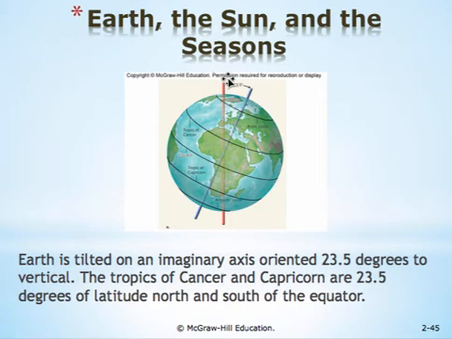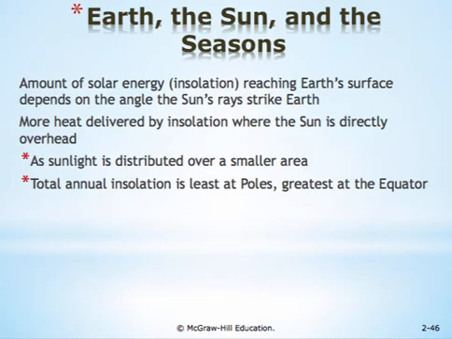And there you see, the Earth is tilted on its axis 23.5 degrees relative to the vertical. The tropics of Cancer and Capricorn are 23.5 degrees of latitude north and south of the equator, which is the center line right here. Tropic of Cancer, Tropic of Capricorn down in the southern hemisphere. The amount of solar insolation reaching the Earth's surface depends on the angle the sun's rays hit the Earth. In other words, the steeper the angle, the more atmosphere the sun's rays have to travel through.